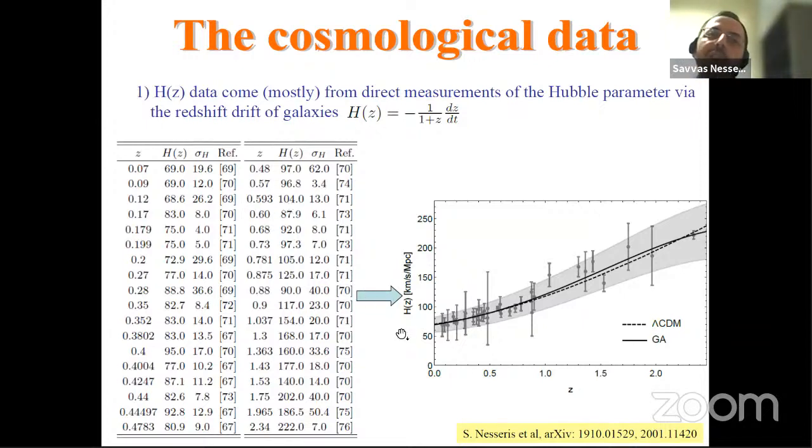And what you can do with this is that if you plot them, first of all, they look like this, and obviously lambda CDM is a very good fit. Lambda CDM is the dashed line, and you can see it fits quite well. And if you throw them at the genetic algorithm, you can get a function that fits this data very well. This is the solid black line.